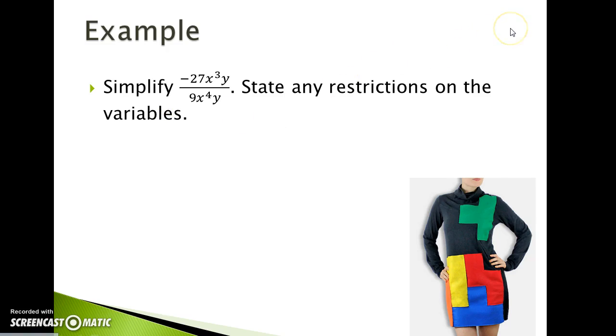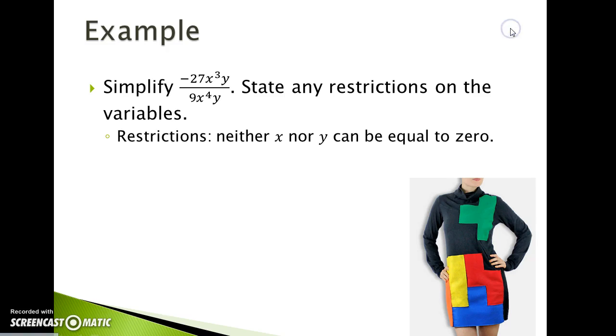Here's an example for you. Simplify this and then state any restrictions on the variables. Well, if you look at it, you'll notice that if x or y is 0, that makes the denominator 0, so neither x nor y can be 0. That's the restriction. And what we do is we start by writing it down, and we just try to reduce as much as we can.